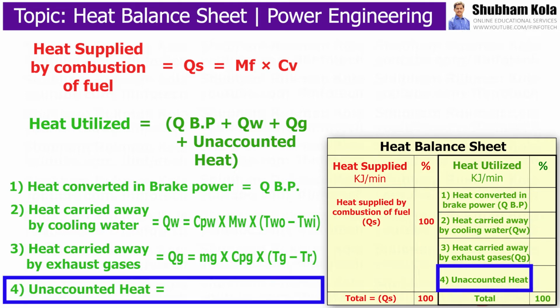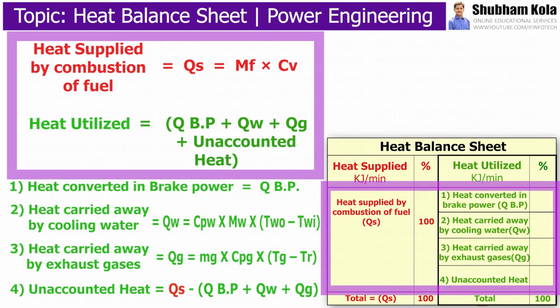And part of the heat is lost by convection and radiation, as well as due to leakage of gases. Here part of the power developed inside the engine is also used to run accessories such as the lubricating pump, camshaft, and water circulating pump. These heats cannot be measured precisely, so this part of the heat is known as unaccounted heat. Unaccounted heat energy is calculated by the difference between heat supplied and the sum of heat converted in brake power, heat carried away by cooling water, and heat carried away by exhaust gases.